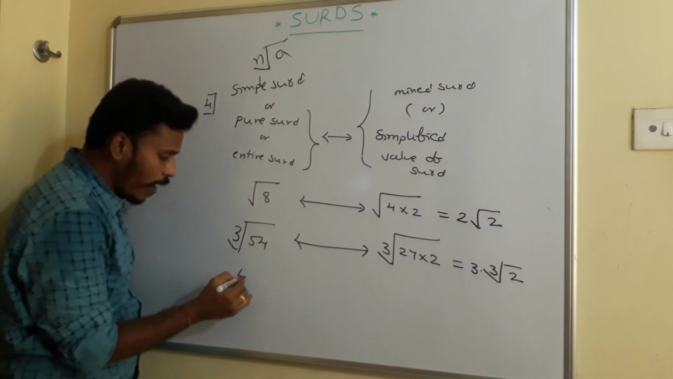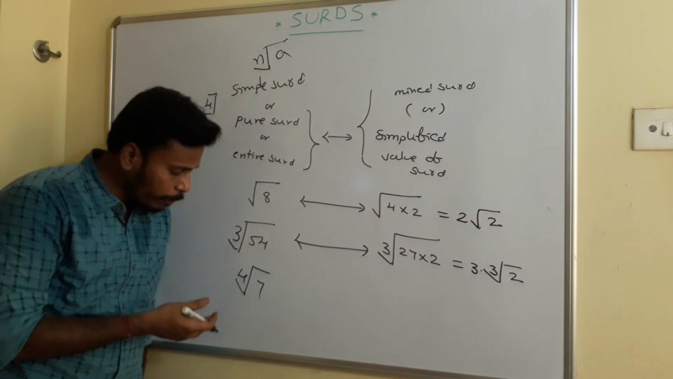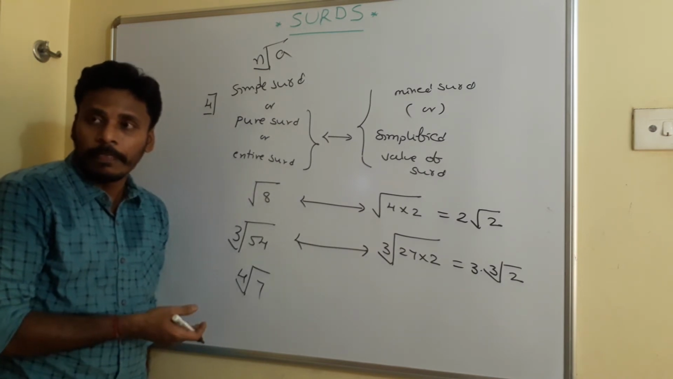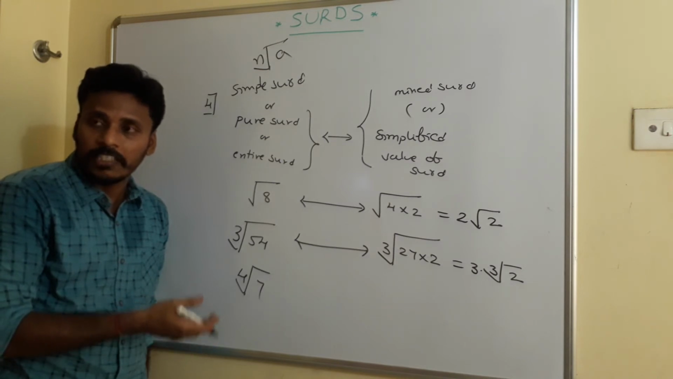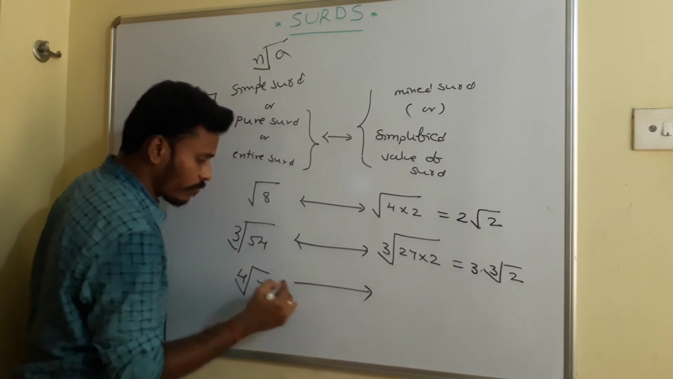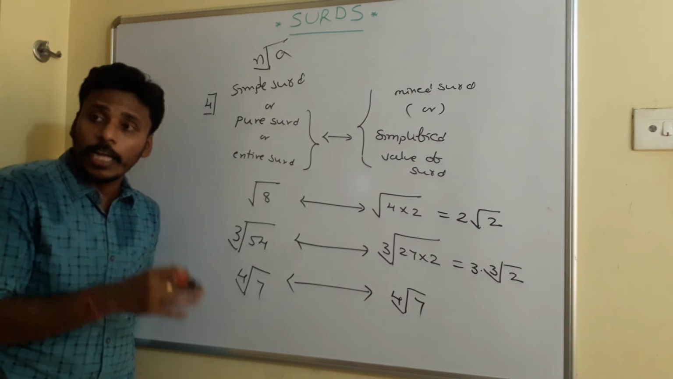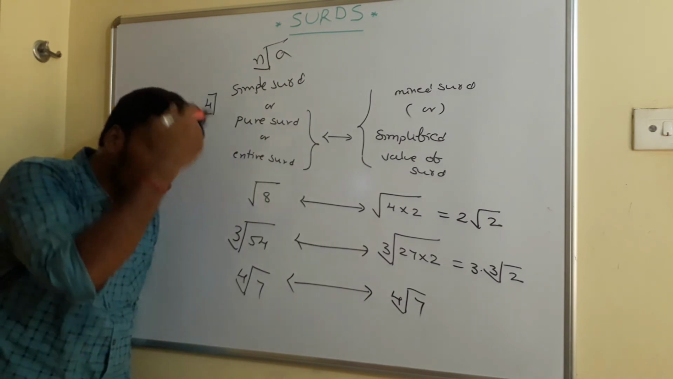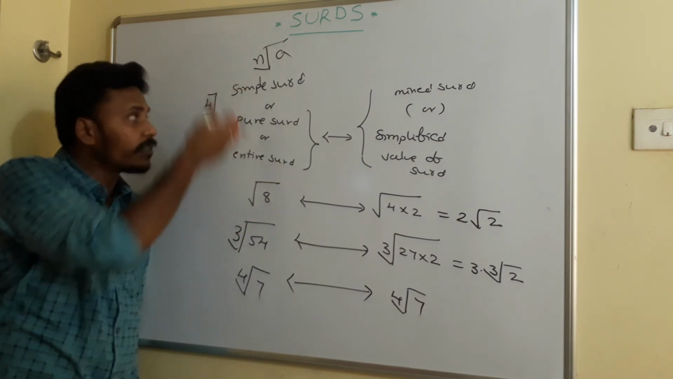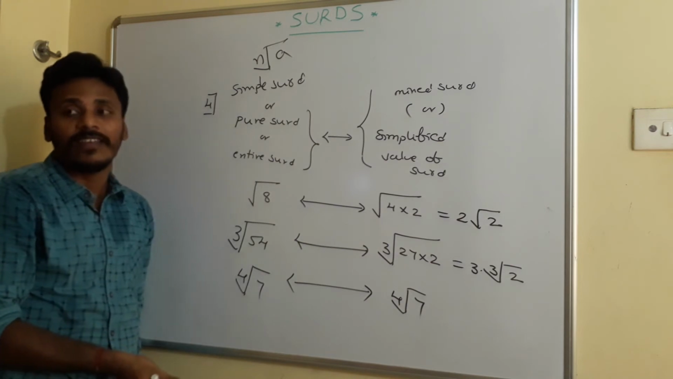And suppose you have the 4th root of 7. Do you have any further simplification for this 4th root 7? No. Since 7 is a prime, there is no clear prime factorization for that 7. So we don't have any further simplification. You just write this 4th root 7 in that format itself. So the simplified value for the 4th root 7 is the 4th root 7 itself. So this 4th root 7 is a pure surd, entire surd, and simple surd, as well as its simplest form is also 4th root 7 itself.